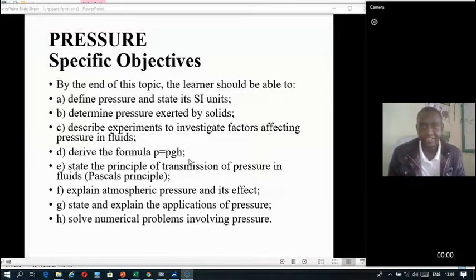Then we stated the principle of transmission of pressure in fluids, and we ended up with the application of the brake system. And today we want to start on atmospheric pressure, then state and explain the applications of atmospheric pressure, then solve numerical problems involving pressure.